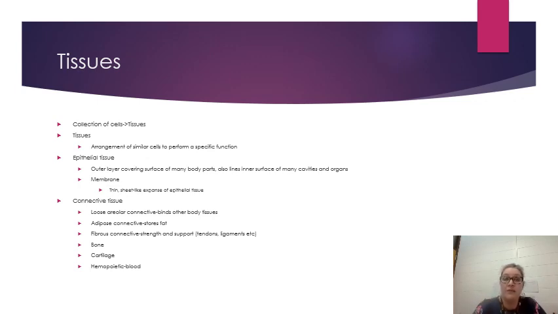Then you have connective tissue. Connective tissue consists of loose areolar connective, which binds other body tissues. Okay. Adipose tissue is what stores fat. So when you feel the fat cells in your stomach or in your legs, if you have any, obviously. If you feel those fat cells, that is called adipose tissue. You've got fibrous connective tissue, which offers strength and support. An example would be like a tendon or a ligament. You have bone, cartilage, and then hematopoietic, which is blood.